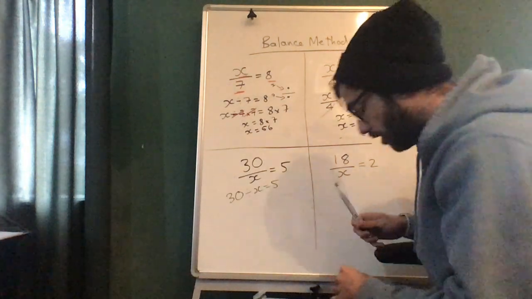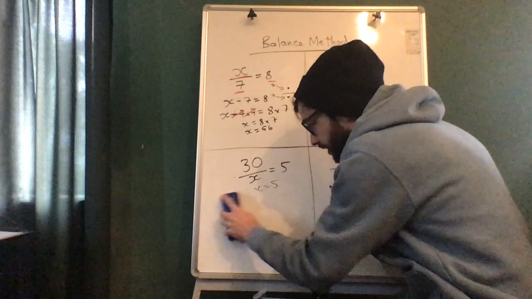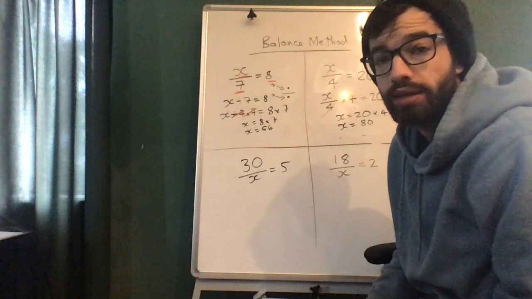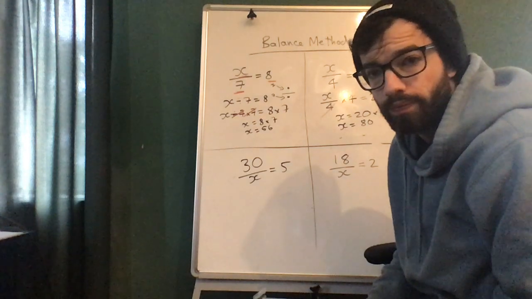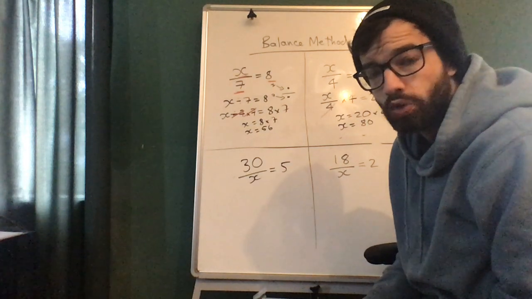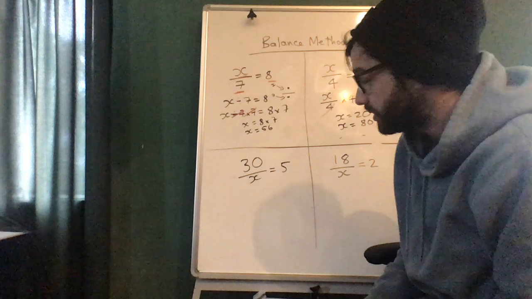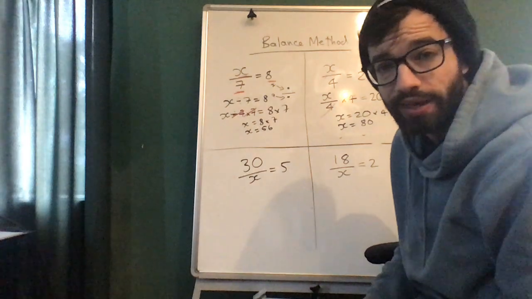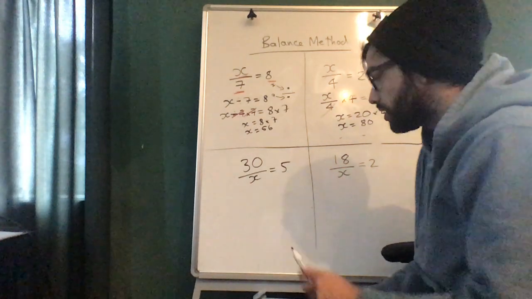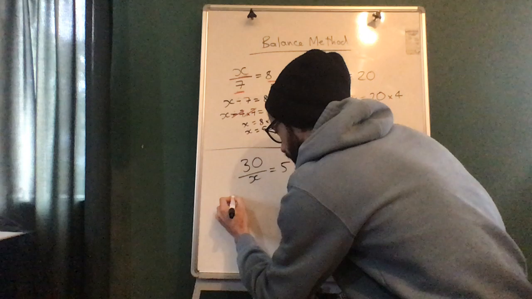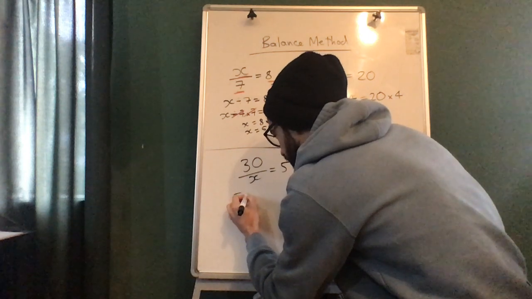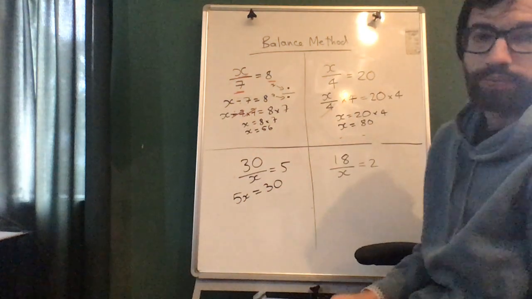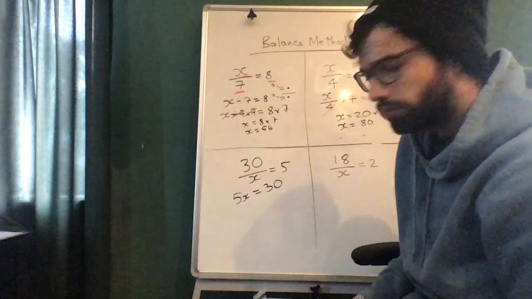Now, let's actually think, what is the problem actually asking us? The problem is saying 30 divided by x equals 5. So that's also saying that if we multiply x and 5, if we times them together, it's going to equal 30. So what we can do is rewrite that problem as 5x equals 30. That is the same thing.